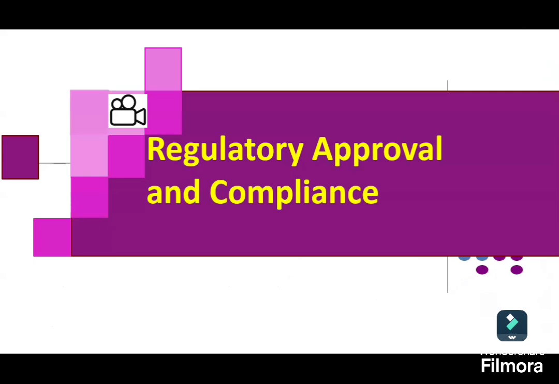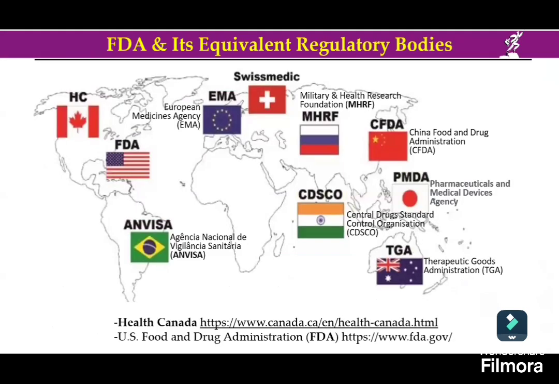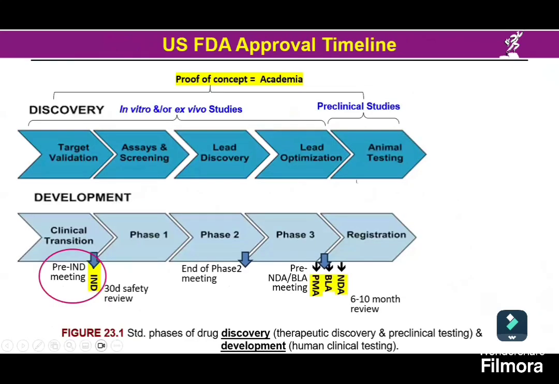While you are developing your product, you also need to have regulatory approval from the regulatory organizations. There are different organizations all over the world. Here in the USA, we use the FDA. In Canada it is Health Canada, HC. During different stages of drug development, you need to have approval from the regulatory organizations. For example, when you transition from preclinical to clinical stage, at that time you need approval from the FDA.